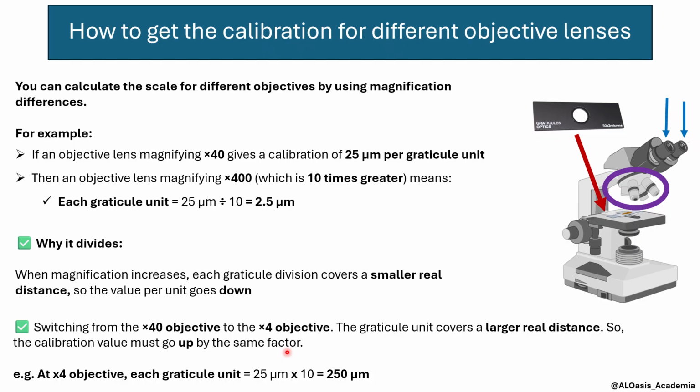So that's what happens. At the 4 objective, each graticule unit would be the 25 micrometers, which we already know, this time times 10, not divided by 10. So it's going to be 250 micrometers. What does this number mean? It means that at the 4 times objective, each graticule unit will equal 250 micrometers.